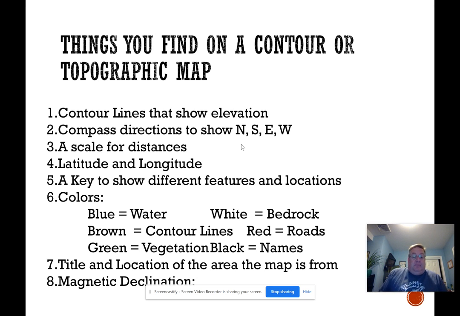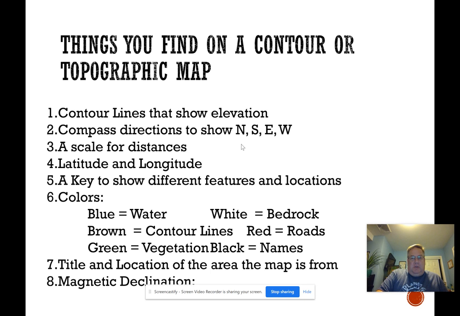You should have a key that's going to show different features and locations. So if there's any buildings or things like that, there's usually a key, and it'll show a colored box or something like that to indicate that there's a building, or like number 6, there might be roads in red, white for bedrock, black names, green is vegetation, okay, and so on. The map should tell you where it's from, okay, but it doesn't always. All right. And number 8 and number 2 are pretty much the same thing, magnetic declination, so don't worry about that.